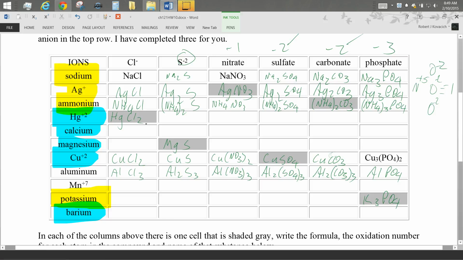So I'm not going to fill in the rest of these because well, let's do the manganese one just because that's the only one that's different. MnCl7, Mn2S7, Mn(NO3)7, Mn2(SO4)7, Mn2(CO3)7, and Mn3(PO4)7.